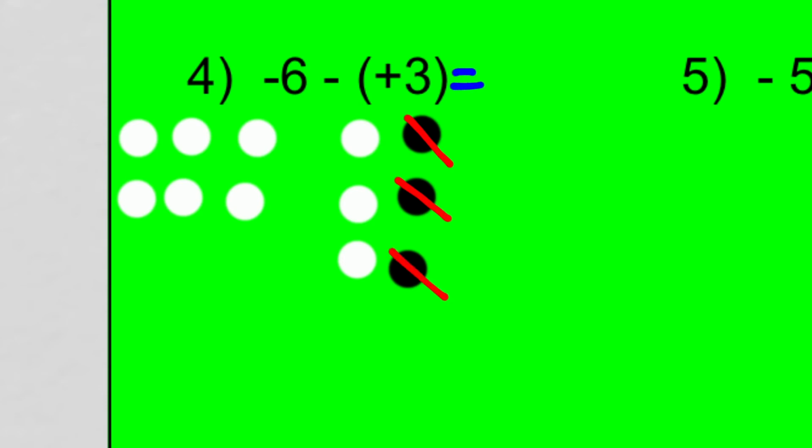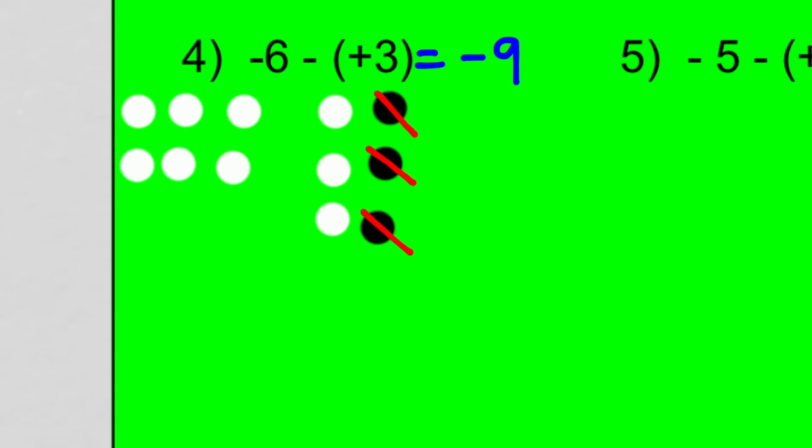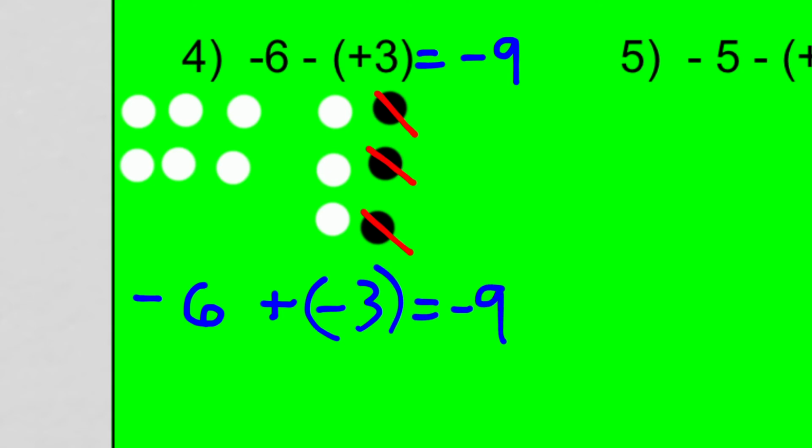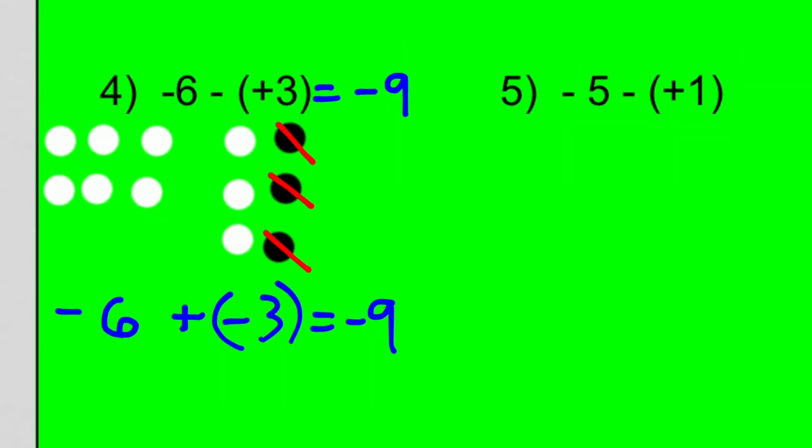I'm left with negative 9. Actually, what I'm really left with, look at the question, I'm left with negative 6 over here, and I've added on 3 negatives, which is negative 9. So when we are subtracting a positive, we're really adding a negative. That's what we're getting at here by looking at this. Subtracting a positive is the same as adding a negative.